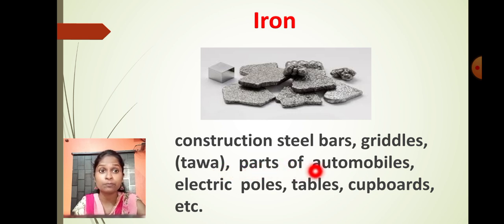Even there are many types of parts of the automobile. Automobile means what? There are different parts of the vehicle. So the different parts of the vehicle are also made by using what? Iron. And you must have seen that at the roadside there are also many types of electric poles. So electric poles, table, cupboard, even most of the time all these things are made by using the iron. So whatever I have shown you here, these are the objects which are made by using the iron material. Is that clear what I told you?